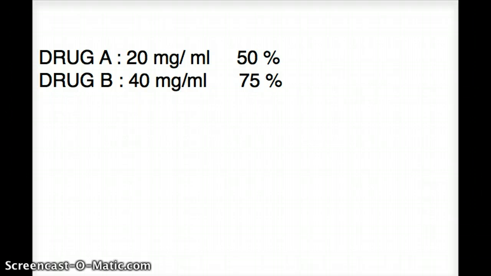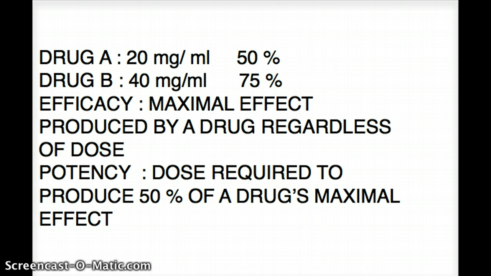Before we can answer this question, we have to understand what exactly is potency and what exactly is efficacy. So I'm going to write some definitions here for your understanding. This is potency and this is efficacy. What is potency? Potency is the dose required to produce 50% of a drug's maximal effect. Okay, so the dose I'm going to give to get to 50% of a drug's effect. And efficacy is the maximum effect of a drug, regardless of its dose.